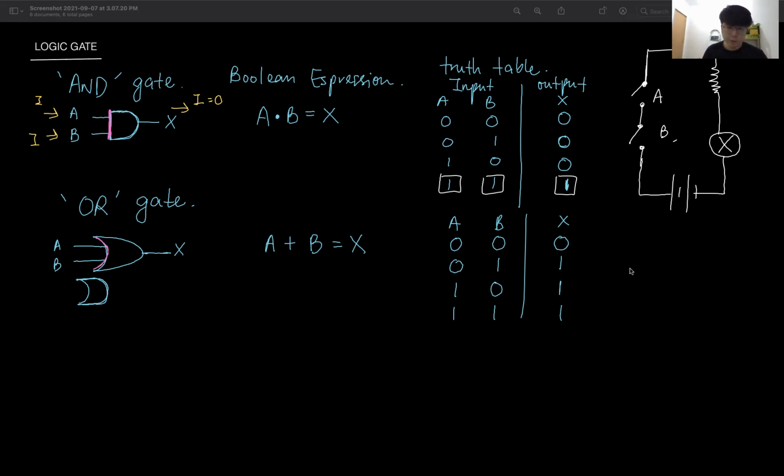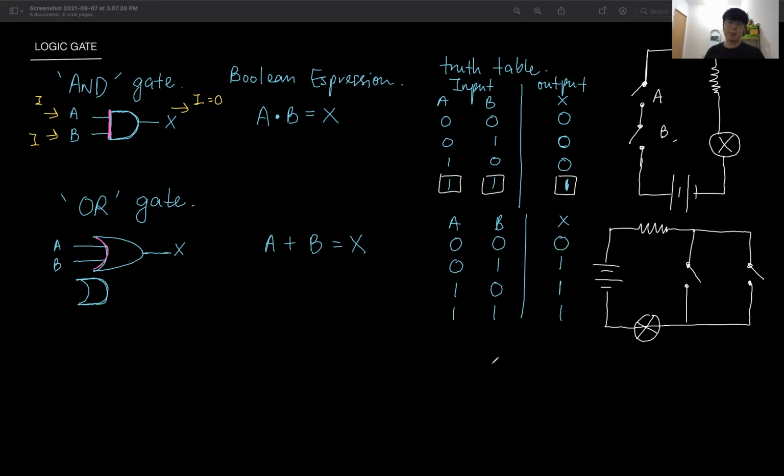How does the circuit look? Resistor. Then we have a switch here. Okay, the bulb is here. The circuit looks like this. This is an example of an OR gate circuit. You see, point A, point B.